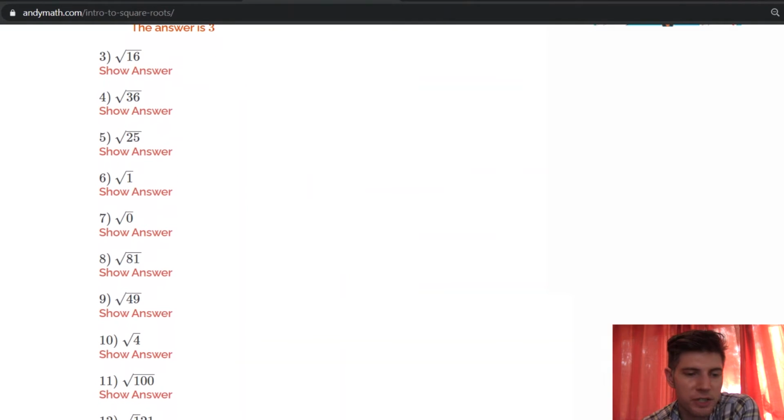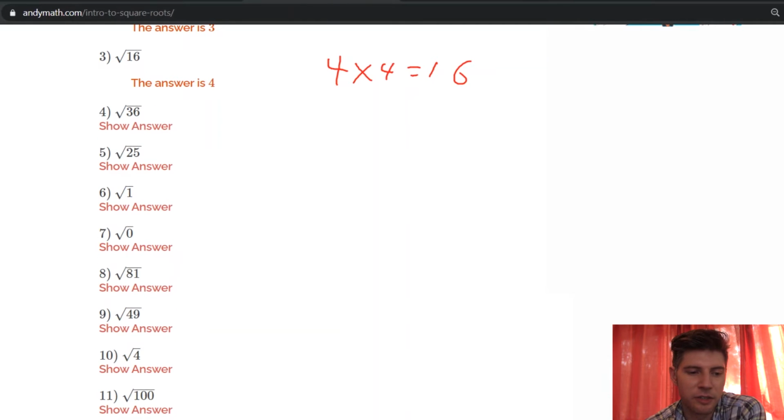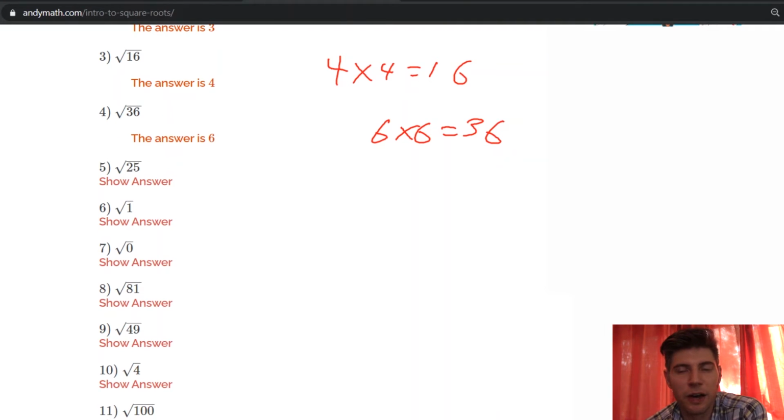Next, we have square root of 16. So what times what is 16? Well, if you know your times tables, 4 times 4 is 16. So that means that the square root of 16 is 4. Square root of 36, once again, if you know your times tables, 6 times 6 is 36. So the answer to this is 6. Square root of 25, 5 times 5 is 25. So the square root of 25 is 5.